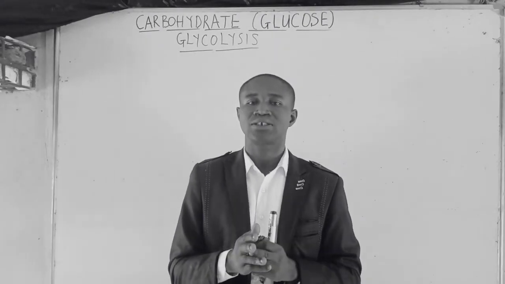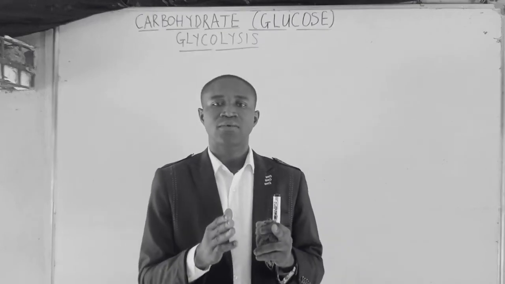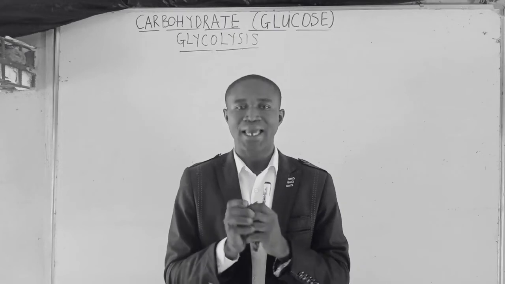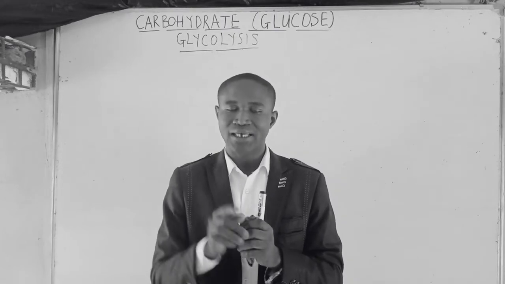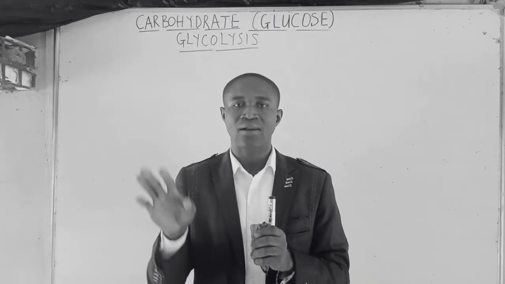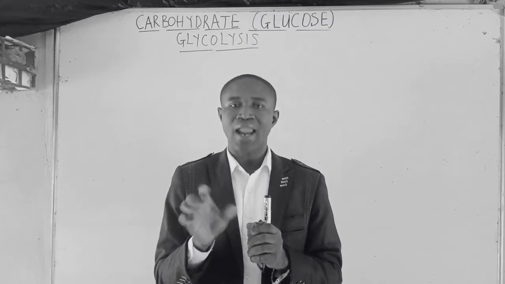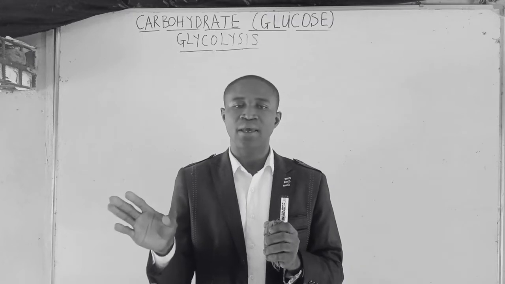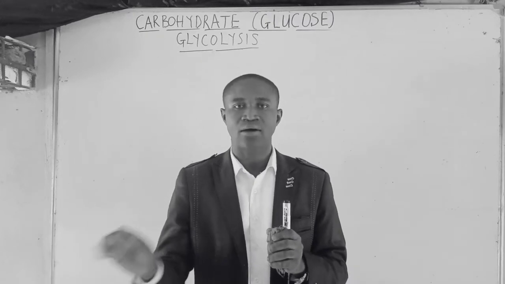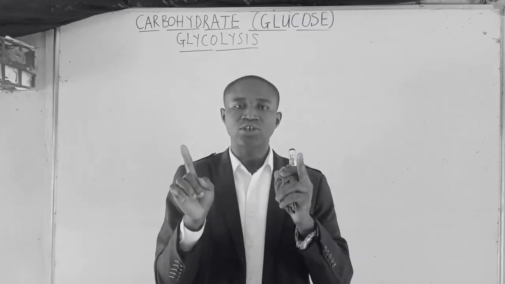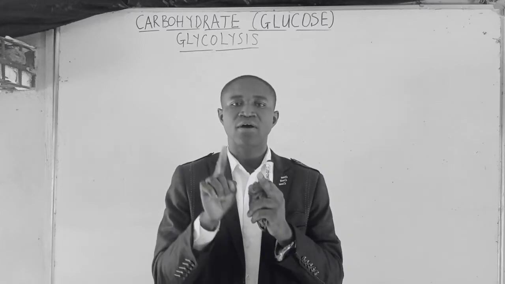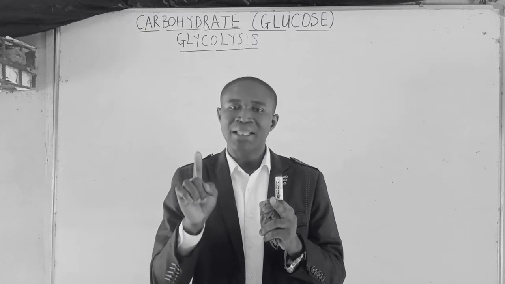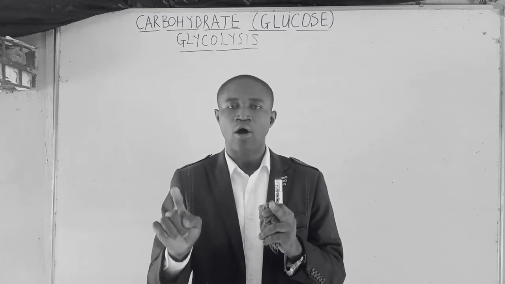What is glycolysis? Glycolysis is a word derived from two words, glycos and lysis. Glycos is another name for glucose. Lysis simply means metabolic breakdown. Now, bringing these two keywords together, we have glycolysis, that is, the metabolic breakdown of glucose.